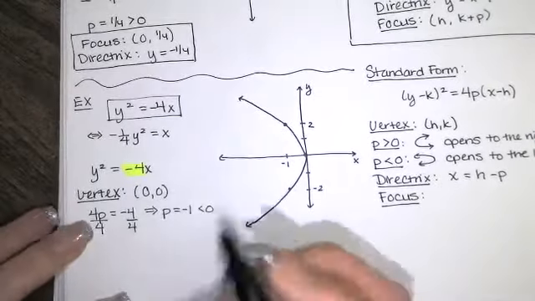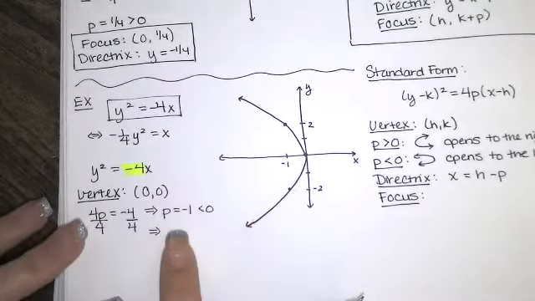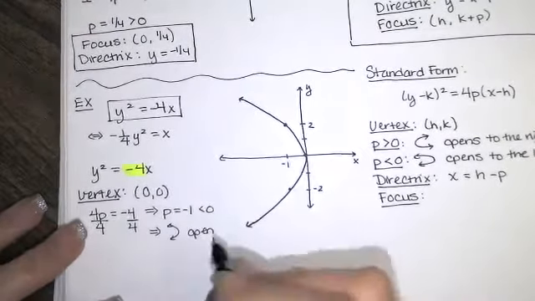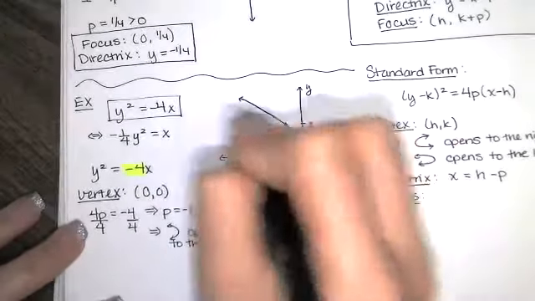Since p is negative, that tells me that since my x is being raised to the first and p is negative, my graph is going to open to the left, which is consistent with this picture right here.